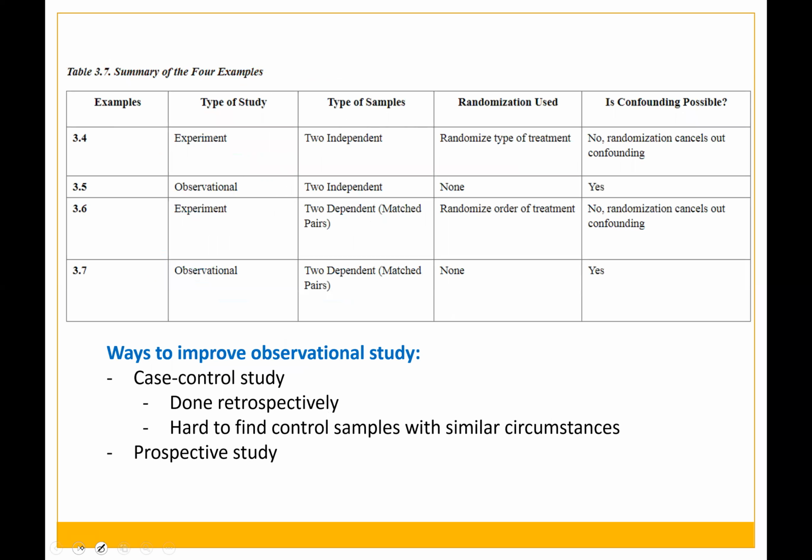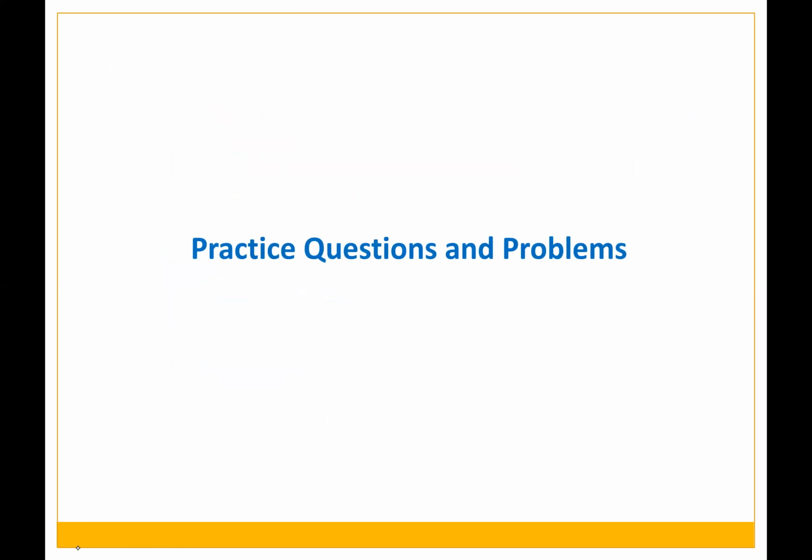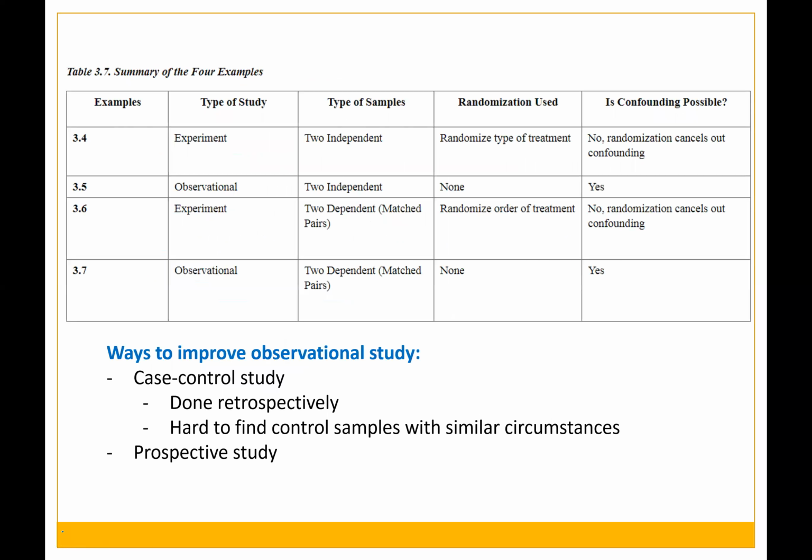So I will say this is the last part. We have the summary of the four samples. We have some types of samples depending on what type of study we have. If we have an experimental study, we have two independent samples.